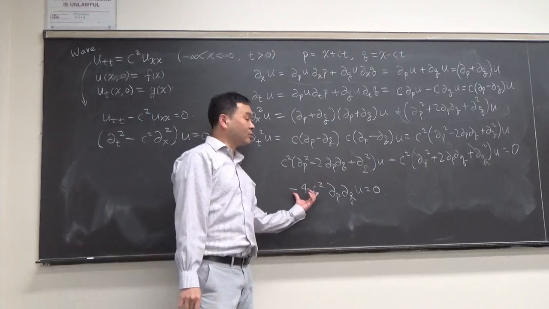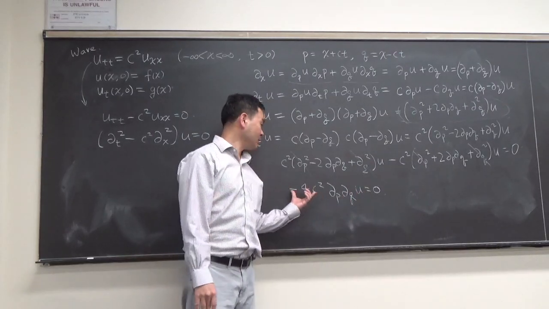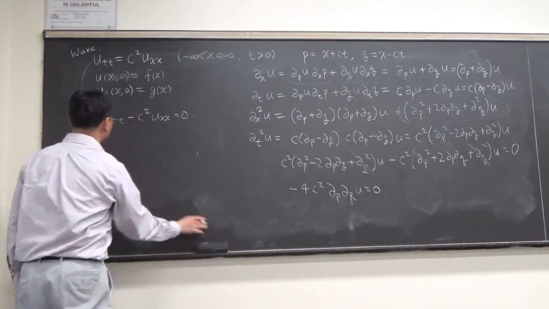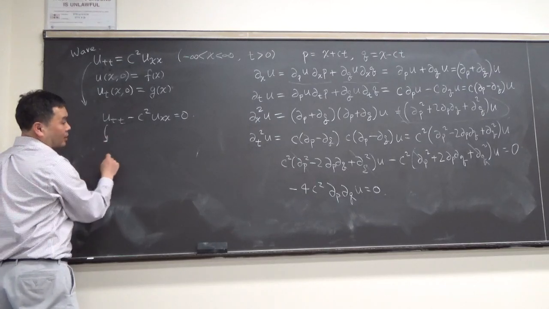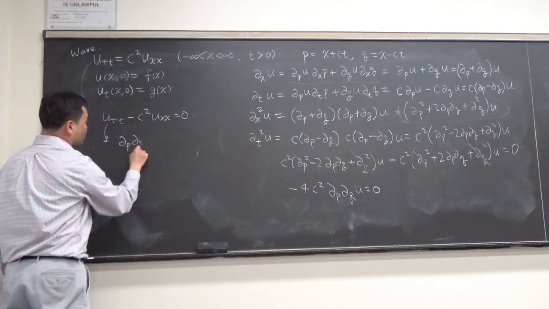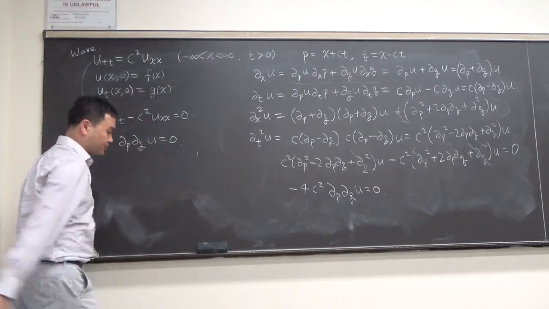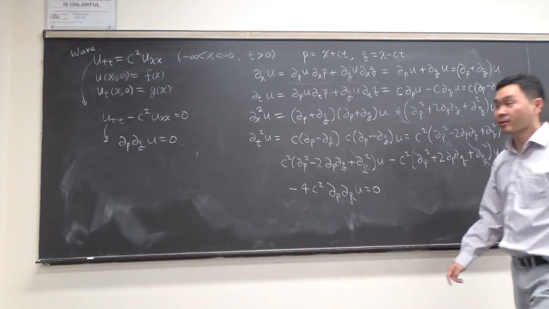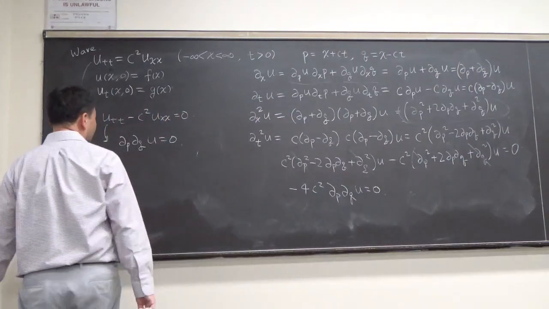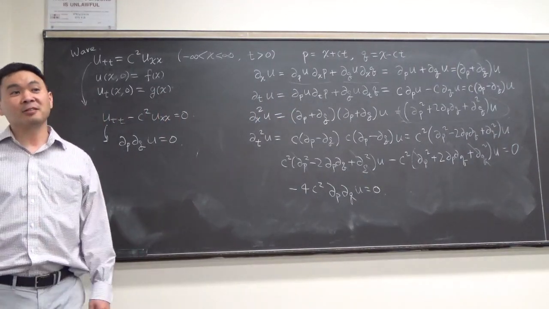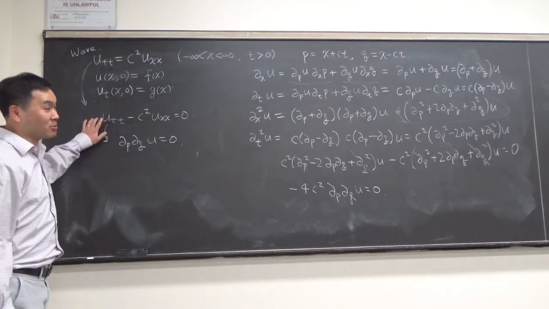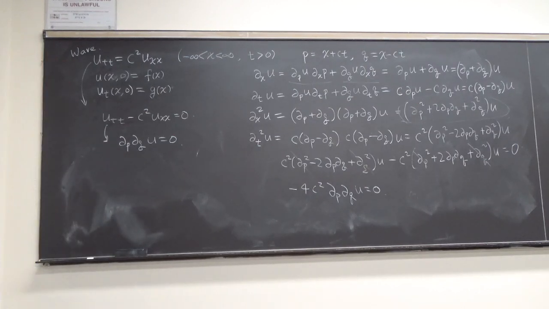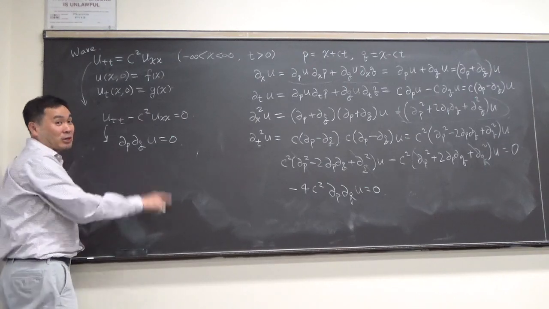Now, this is just a constant multiple, so you can just divide this by negative 4c squared. And here's the result. We did all this work to show that this is the same thing as ∂p ∂q of u equals 0. I claim that this is a lot easier than solving this one. It's a lot easier. Why? Because now I can just integrate both sides.